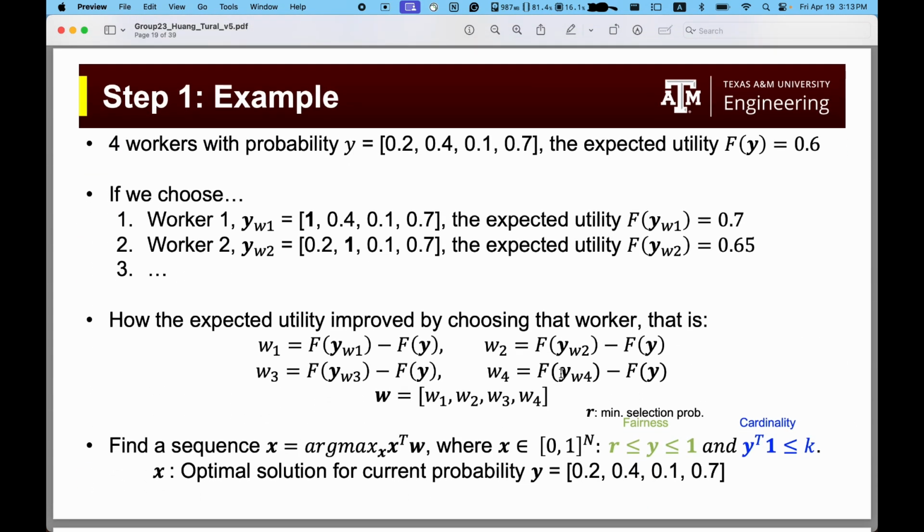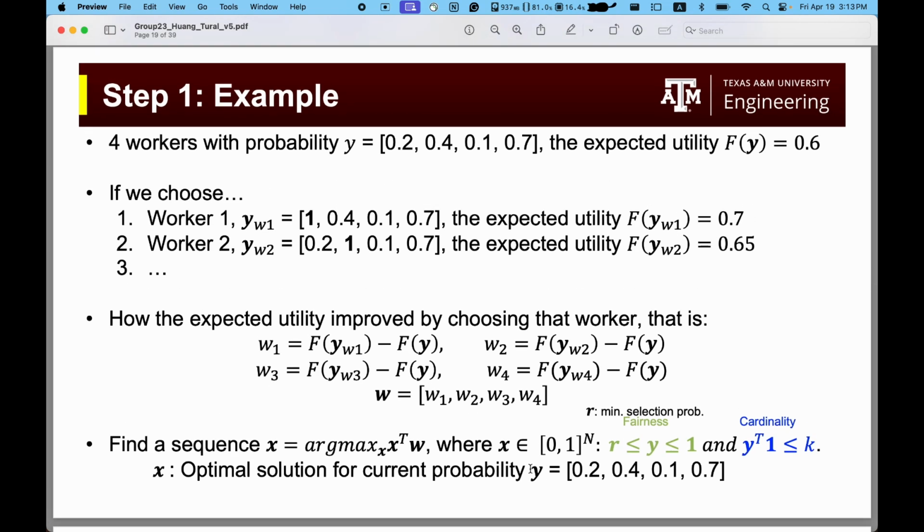In order to obtain our optimal solution, we need to find a sequence X that maximizes X transpose times W, where every element in this sequence X is in the range of 0 to 1, and it also obeys the fairness constraint and the continuity constraint. So what is the meaning of this X? This X means the optimal solution for the current probability.